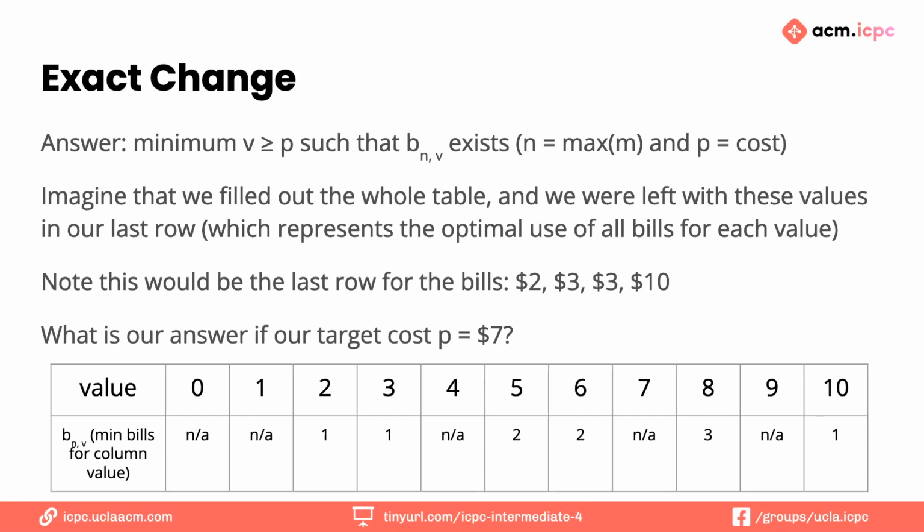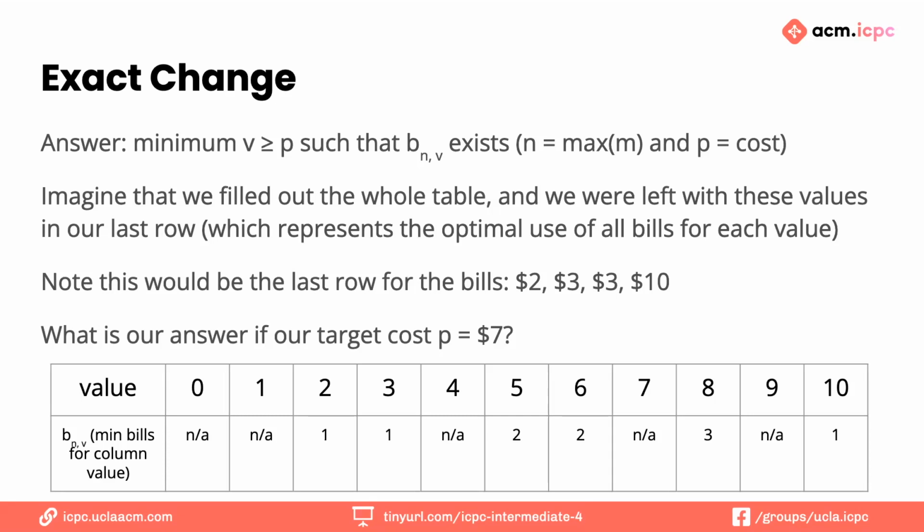So for example, if we filled out our whole table and we ended up with this as our final row, which is to say that using all of the M bills that we were given, this is the minimum number of bills that we require to reach each of the values given by the column number. So in this example, we're given a $2, $3, $3, and $10 bill, and these would be the values that we find out. So you can see that, for example, to get to 8, it would take 3 bills. We use our 2, a 3, and a 3, but then to get to 10, it would only take 1 bill.